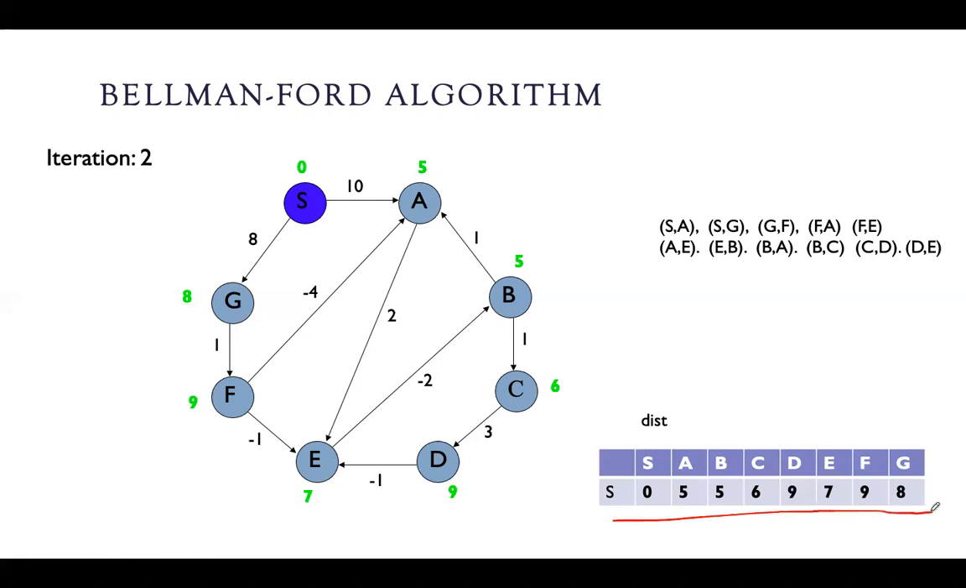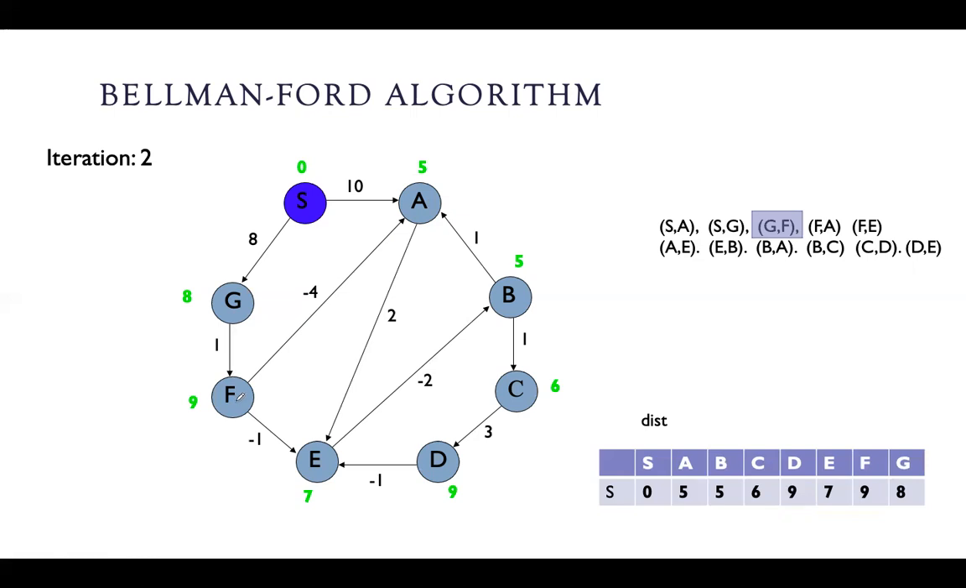Next, in the second iteration, we have to consider all the edges and check whether distances can be updated. You have to consider one by one all the edges and check whether distances will vary or not. S to A. Distance of A is now 5. Consider edge S to A. 0 plus 10 is greater than 5. No need to update. S to G. Already 8 is there. 0 plus 8 is 8. So it will remain 8.